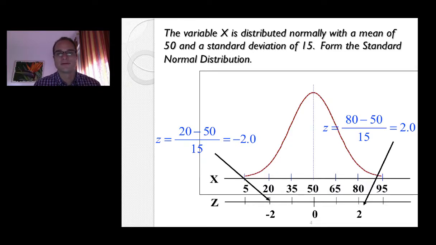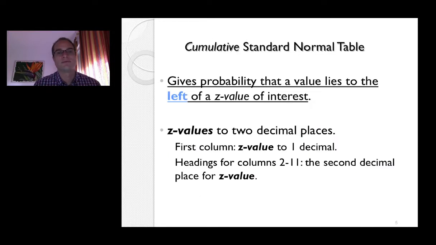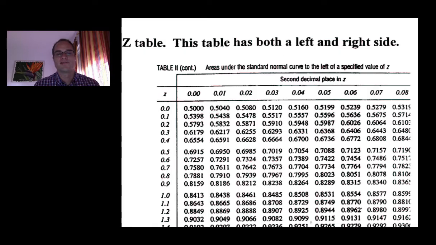The table is going to give us a little more precision than the empirical rule. So z values to 2 decimal places are contained in the table. The first column contains the z values to the first decimal place, and the headings for columns from 2 to 11 give us the second decimal place value for z.